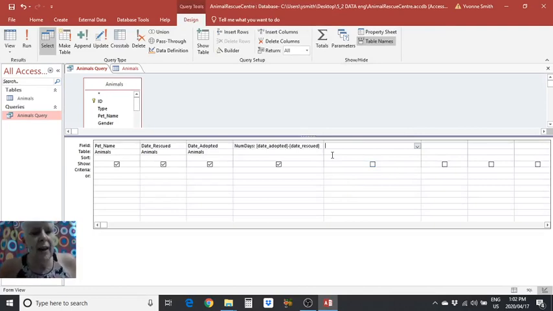Now, what if we want to say, right, that's number of days. We actually want to see it in how many months or years have they spent here. So let's go and look at that one. We're now going to say how many months between the two dates. I'm going to say, number of months. I want to know how many months each animal spent in the center.